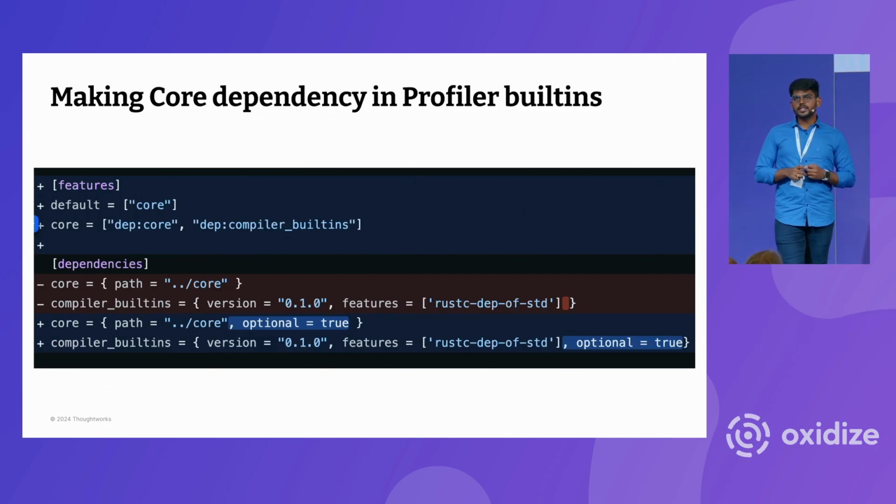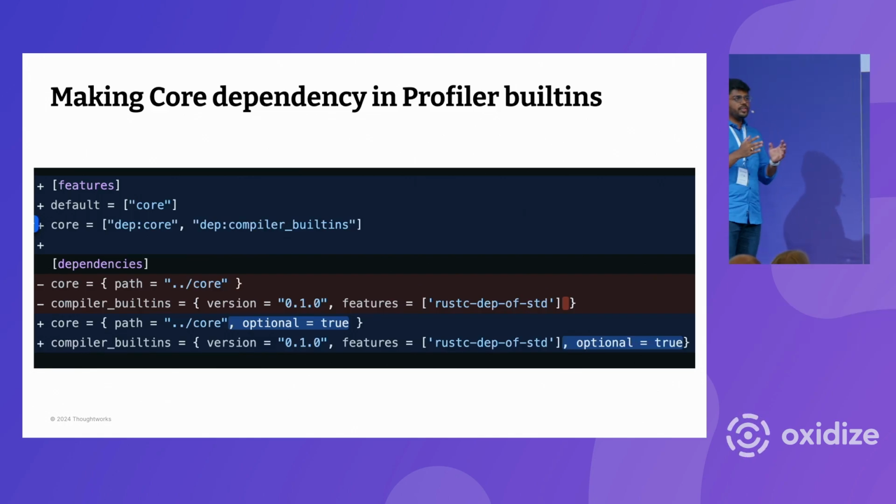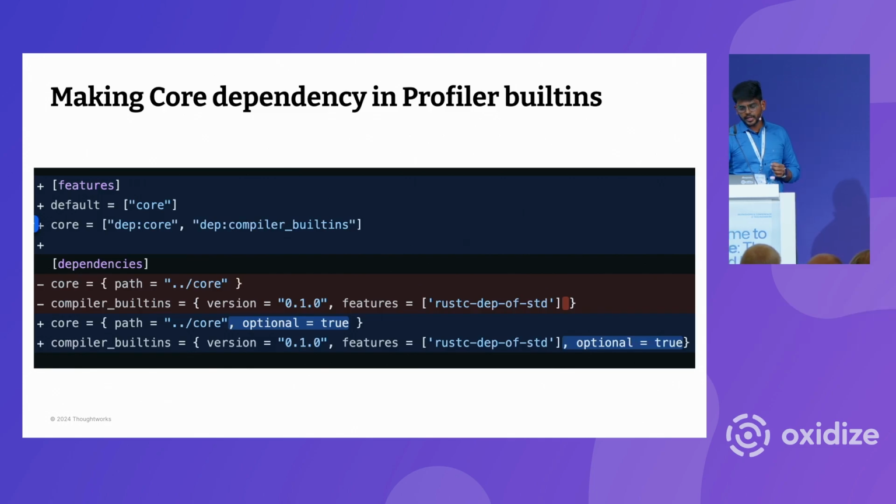One thing we haven't mentioned so far is that compiler built-ins also internally depends on core. That's why we have made compiler built-ins optional here, because of the particular feature that we see in the slides, right? There's the Rust dependency of standard, so it also depends on core. So we have to make it optional as well. And if we build this with no default features, we can get rid of the core dependency. You may ask, does this not cause a problem? It doesn't cause a problem or error in our case.